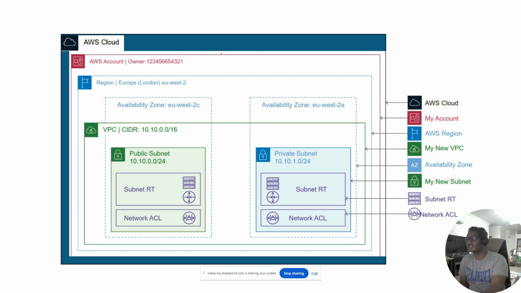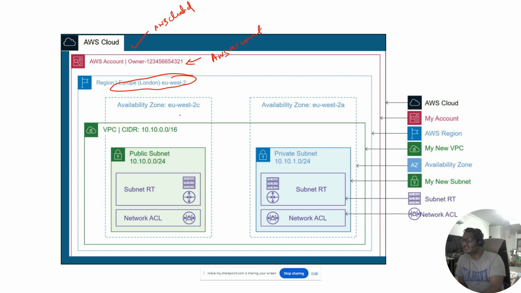Here you can see my screen. You have the AWS cloud, and you have my AWS account. I logged into my account, then I select the region. Here I can select the region as London, or I can select India, or any region. In that there are two availability zones. You can see West 2C and West 2A.